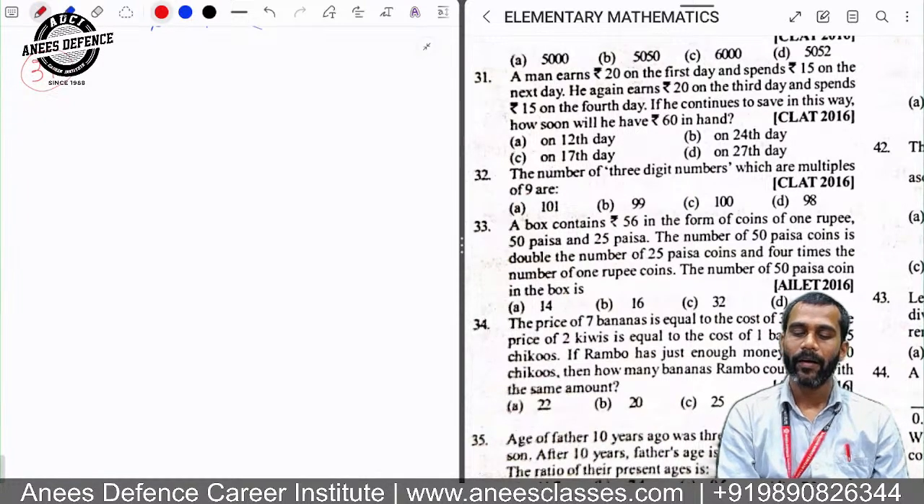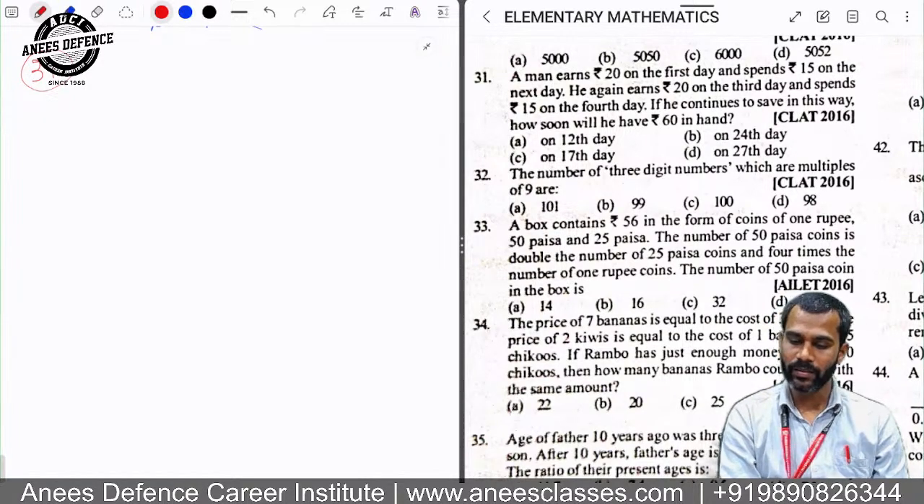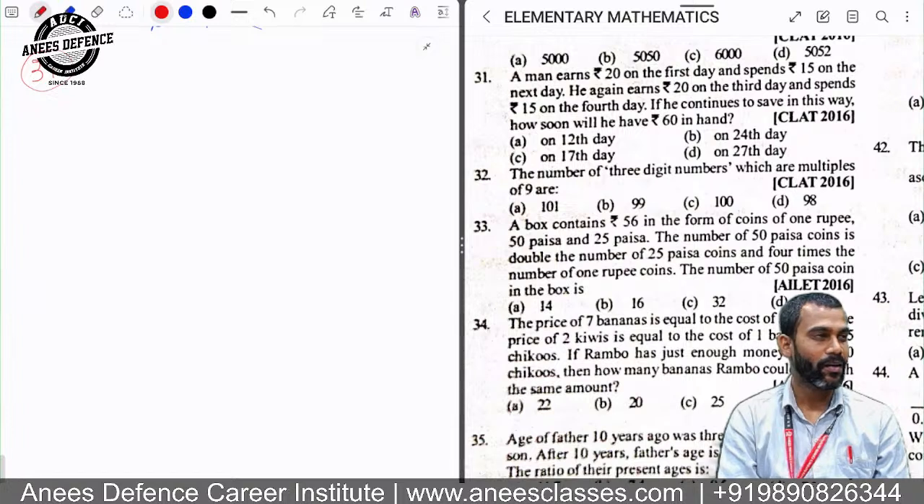Tell me, a man earns rupees 20 on the first day and spends rupees 15 on the next day. He again earns 20 on the third day and spends 15 rupees the fourth day. If he continues to save in this way, how soon will he have 60 rupees in hand? Very, very easy and tricky as well.